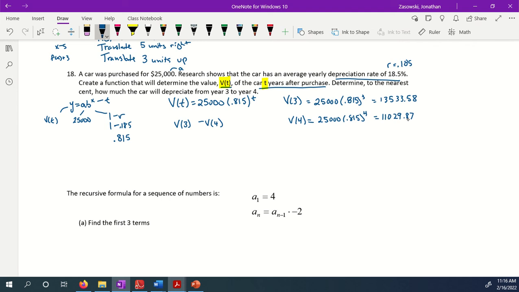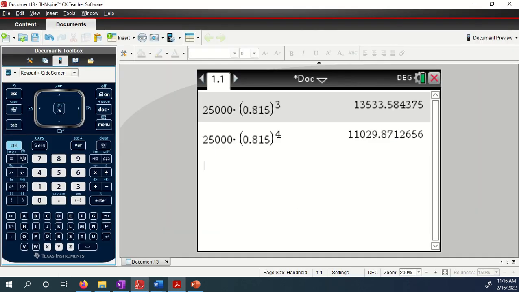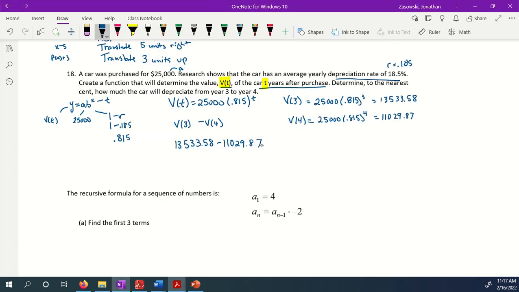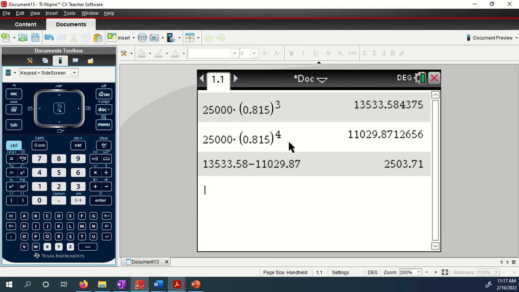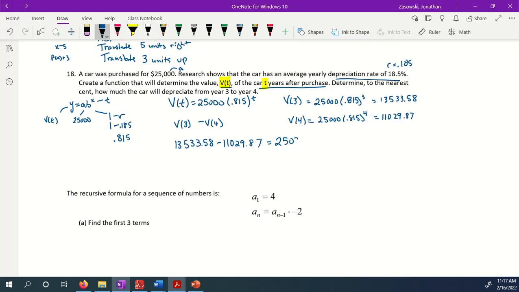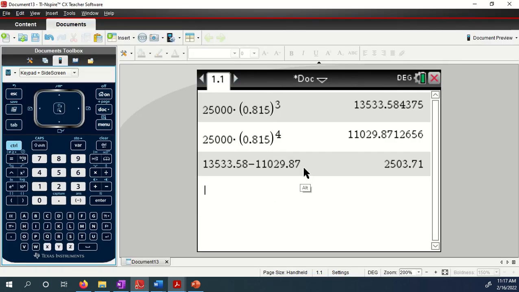So we're just going to subtract. So we're going to do $13,533.58 minus $11,029.87. We can do that right on the calculator here. 13,533.58. Minus 11,029.87. And we're going to get $2,503.71. All right, and that's our answer.